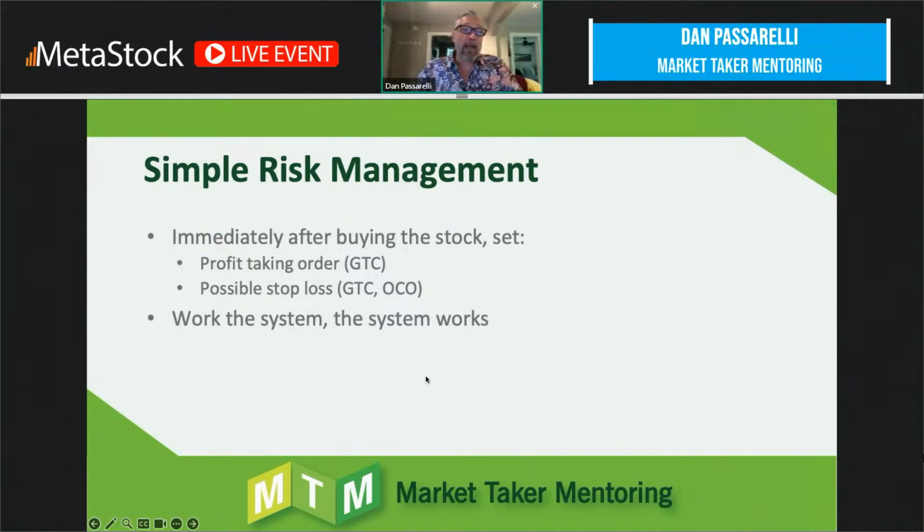It's very simple risk management. Immediately after buying the stock or option, we set a profit-taking order, good till cancel, and also a possible stop loss order, good till cancel also. And we do those OCO, one cancels the other. And if you're not familiar with some of these terms or exactly how to do some of these things, later I'll share how you can learn how to easily do all this and make your exits super simple. Because you know what? Here's the idea. This is a system. Work the system, it works.